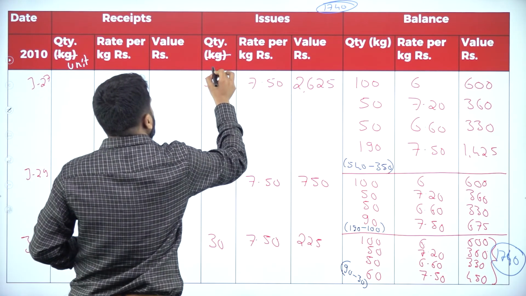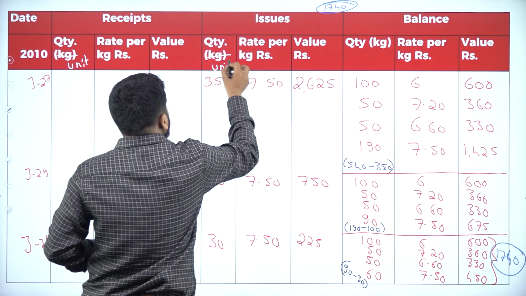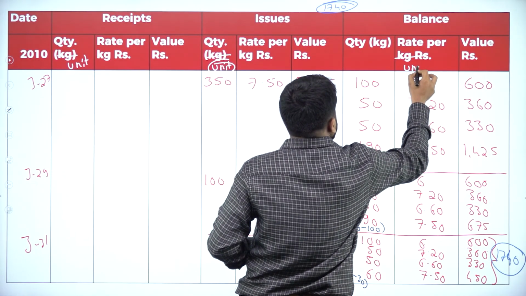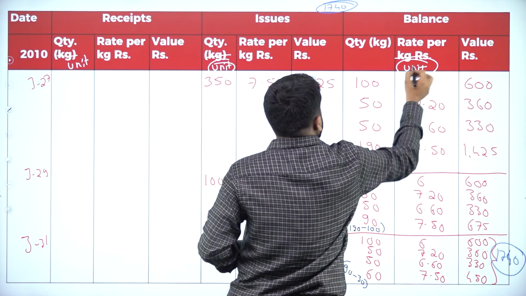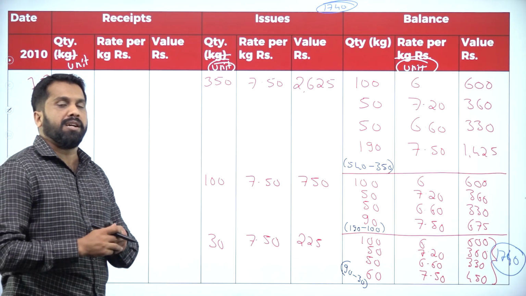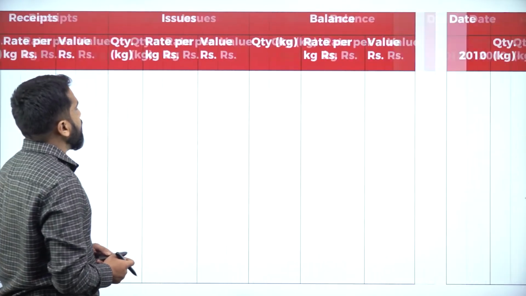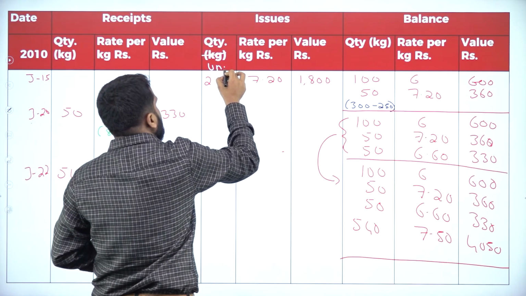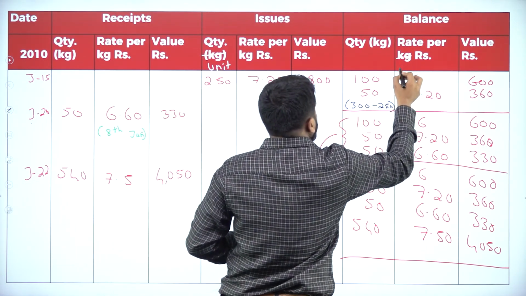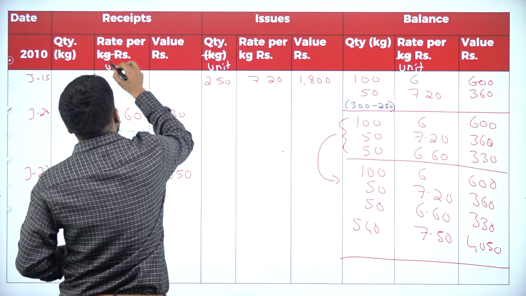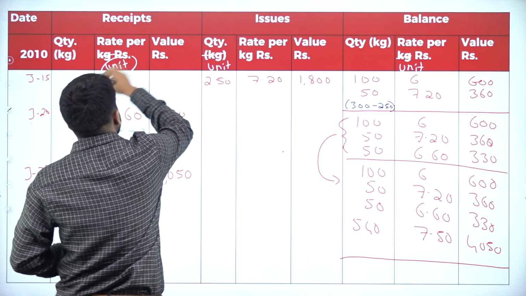So this also unit. So this also unit. If it is kg, we should use kg. If it is unit, you should use unit. Similarly, here also the kg has to be replaced with unit, kg has to be replaced with unit, and kg has to be replaced with unit.